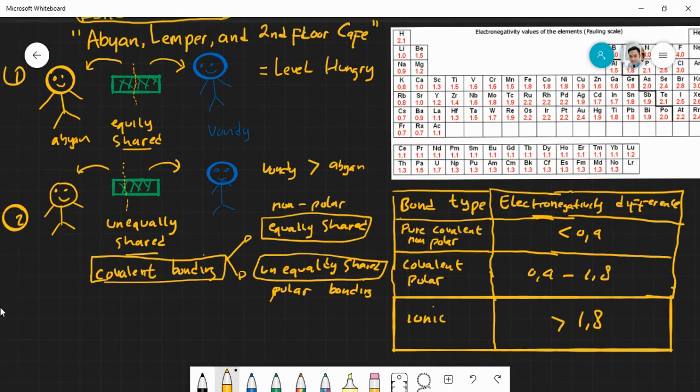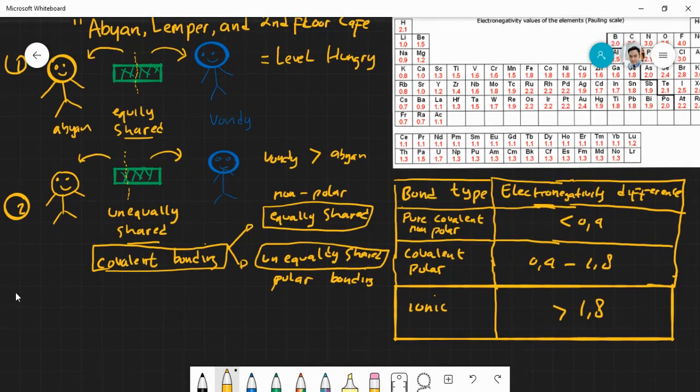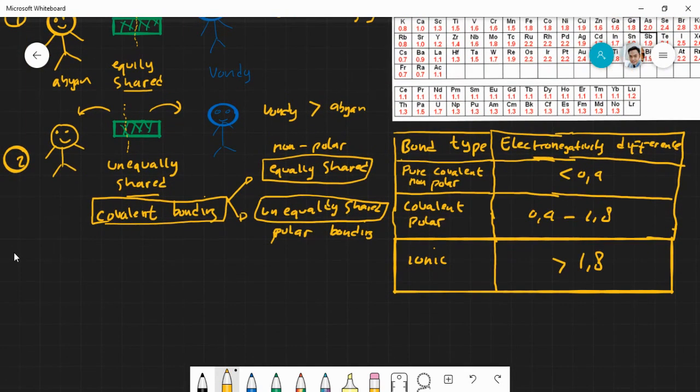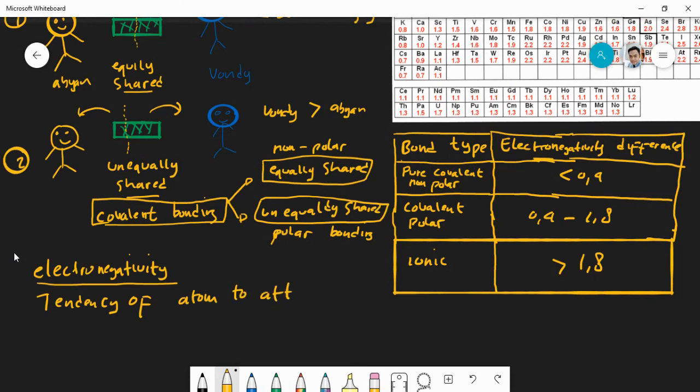In the case of atoms, we change the term level of hungriness to level of electronegativity. Electronegativity is a tendency of an atom to attract a pair of electrons.